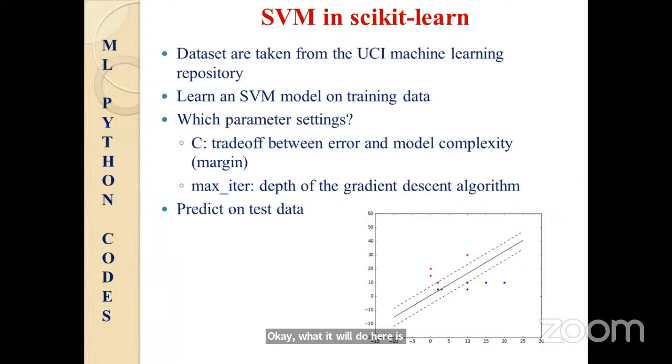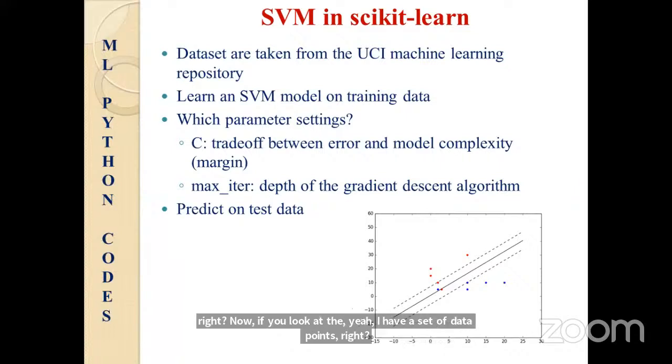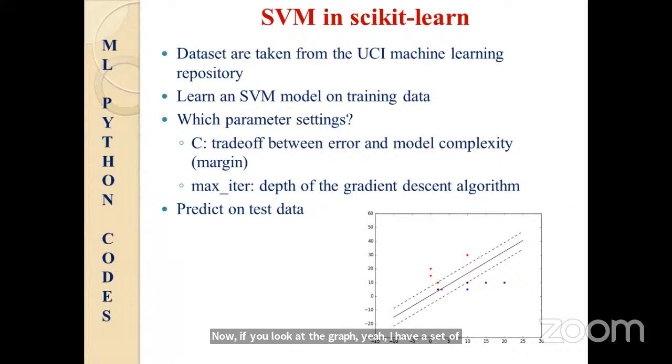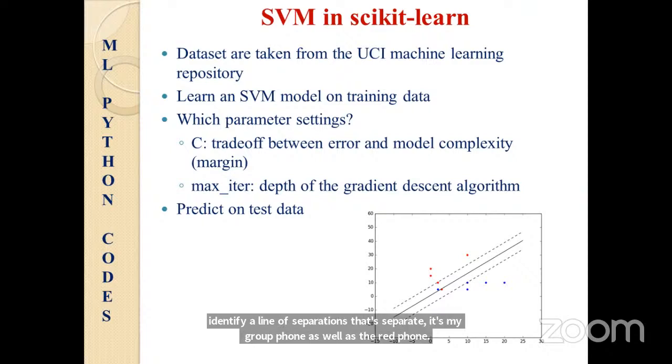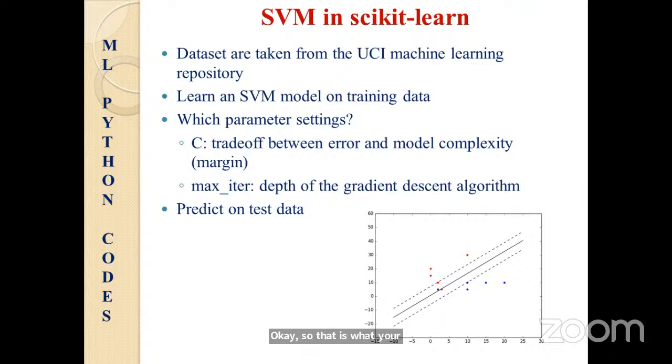See, I have a set of data points, right? Now, if you look at the graph here, I have a set of data points of blue color and red color, right? Now I want to separate these data points. So I need to identify a line of separation that separates my blue points as well as the red points. Okay, so that is what your SVM is going to do. Here, if you see, there is a middle line that is your SVM vector. On that middle line also, you can see a red dot as well as a blue dot.